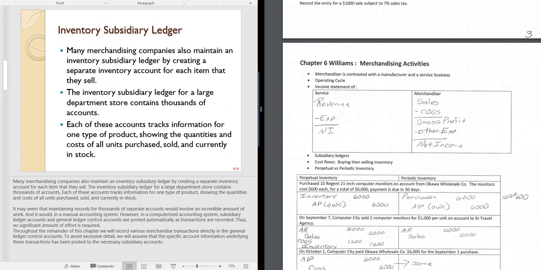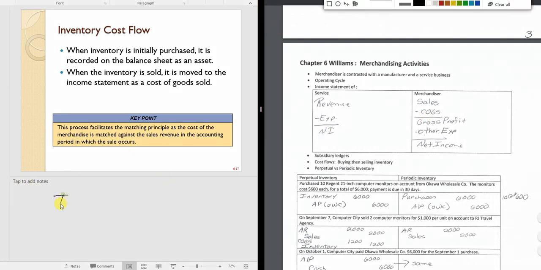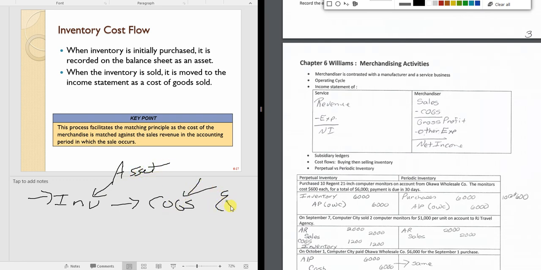The inventory subsidiary ledger lists each item of inventory, and the fixed asset subsidiary ledger has each fixed asset, etc. Cost flows. When I buy inventory, I put it on the balance sheet as an asset. Then when it's sold, it gets moved to cost of goods sold. So as far as the cost flows here, first it goes into inventory and sits there until it's sold, and then it's moved to the income statement into cost of goods sold. It's important that you know that right there is an asset, something I have, a future benefit. And then it's moved into cost of goods sold as an expense.